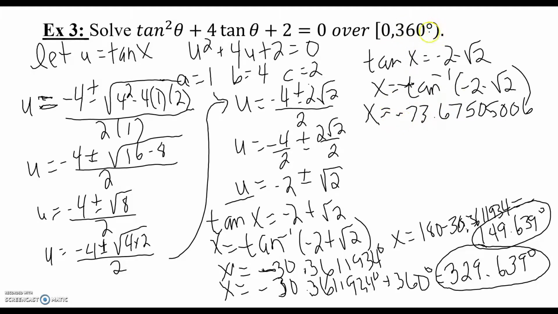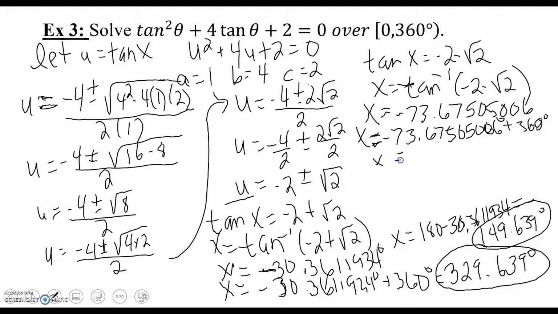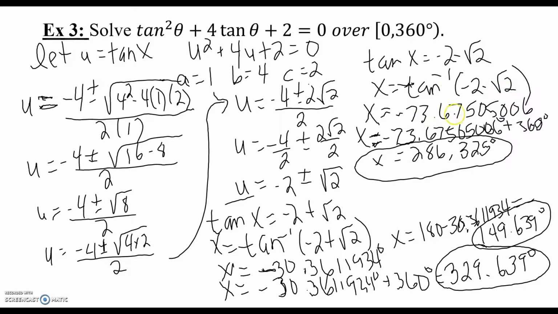Alrighty. And then up here, notice the angle that I got when I did the inverse tangent is also negative, which is not in this interval. So I would need to find a coterminal angle to this. The way I would do that is by adding 360 to that number. So I would do negative 73.67505006006 plus 360 degrees. And when I add 360 to that, I get a total of 286.325 if I round it to 3 decimal places. And so that is the coterminal angle to this negative 73 degree angle, okay?